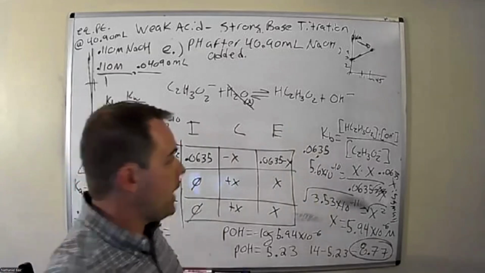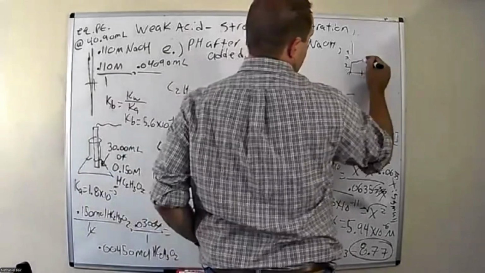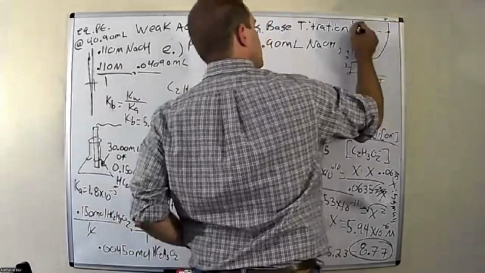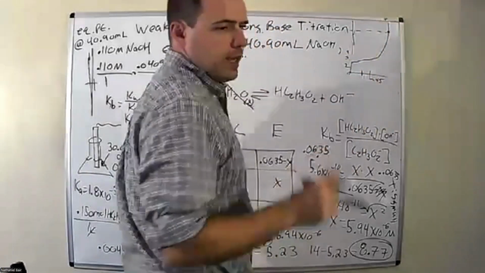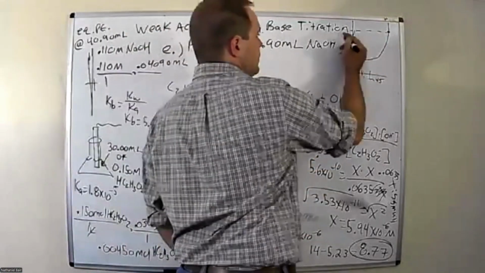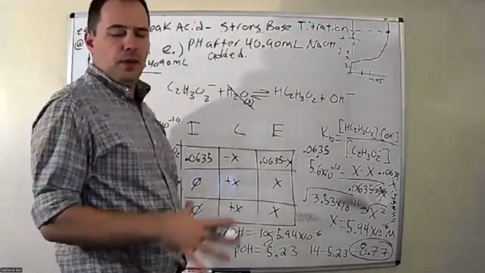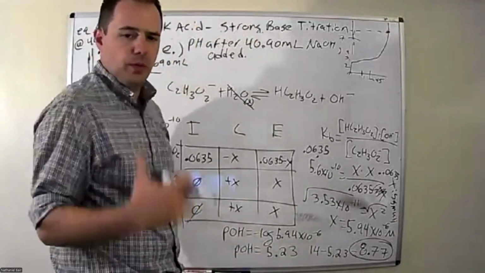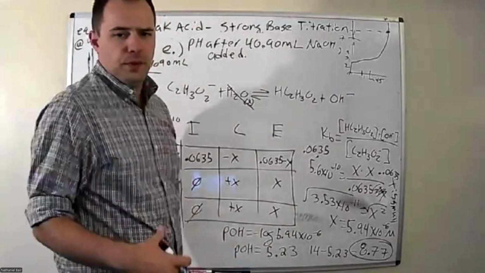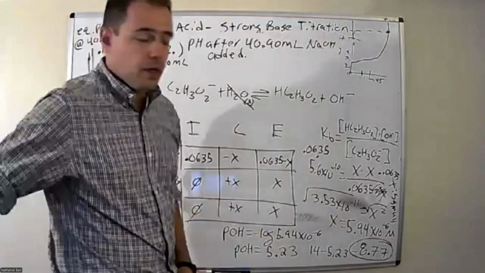So what do we find? What we found is the equivalence point. So you got this graph, right? It's doing one of those. And we find that the equivalence point is actually basic. In a weak acid strong base titration, the equivalence point is basic. 7 is here. We're above 7. It's basic because the only thing present at the equivalence point in a weak acid strong base titration is a basic salt. So we get 8.77.